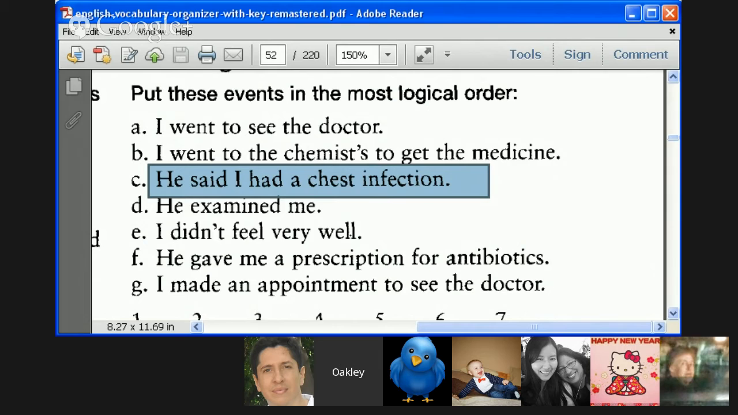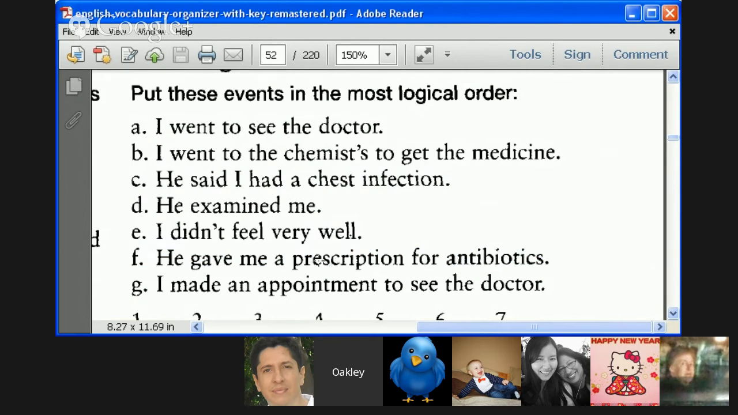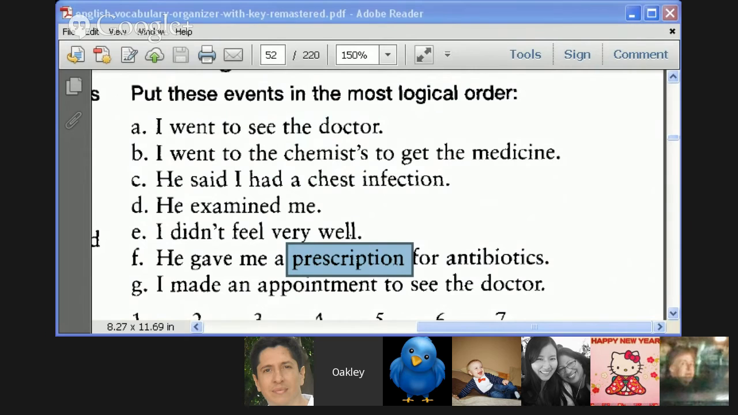All right, Ken, what now? And F, he gave me a prescription for antibiotics. I can't tell you how many times I've heard second language speakers say subscription instead of prescription. And every time I can't help myself, I laugh out loud. Ken, do you know what a subscription is? Yeah, subscribe to a newspaper or a magazine or something like that. Right, you subscribe to a magazine or newspaper. Prescribe, subscribe. These get mixed up a lot.